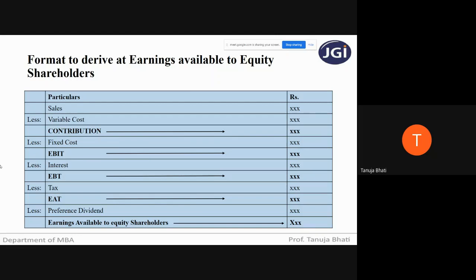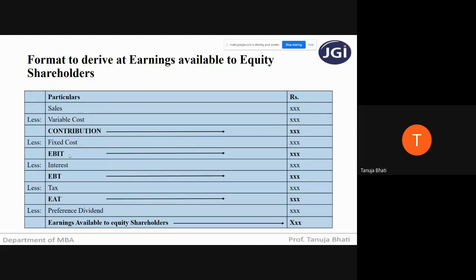Now the variable cost, as I already told you, is directly related to sales. Sales increase, variable cost increases. Sales decrease, variable cost decreases, because variable cost has a direct relationship with the sales. When you minus the variable cost from the revenue, you get contribution. From this contribution, when you minus the fixed costs, which are those costs that remain fixed irrespective of the level of sales, you get EBIT.